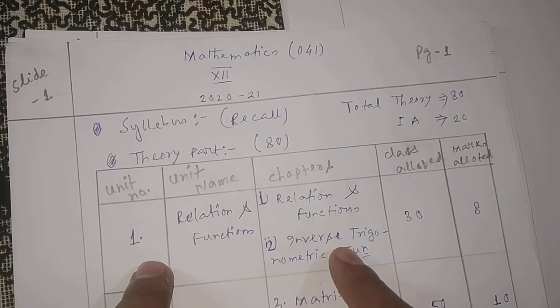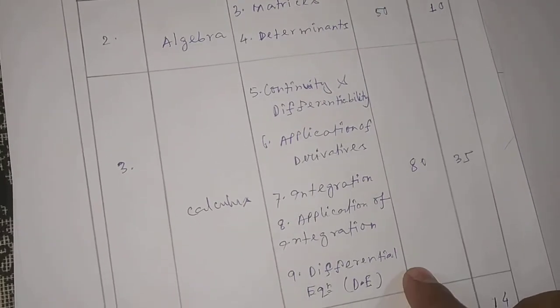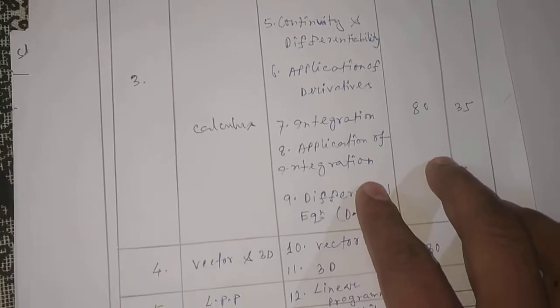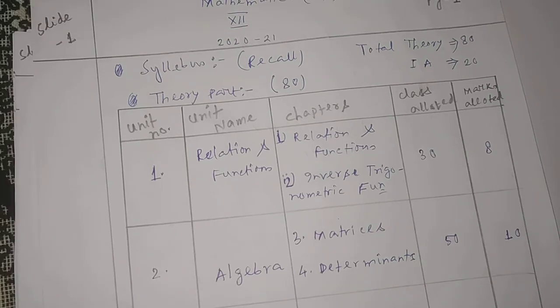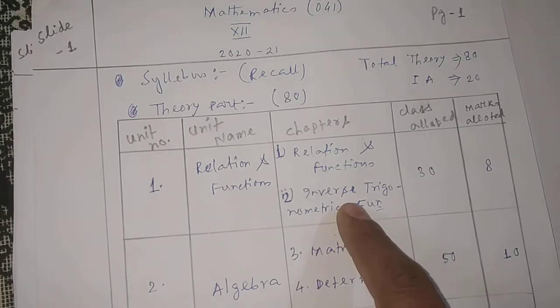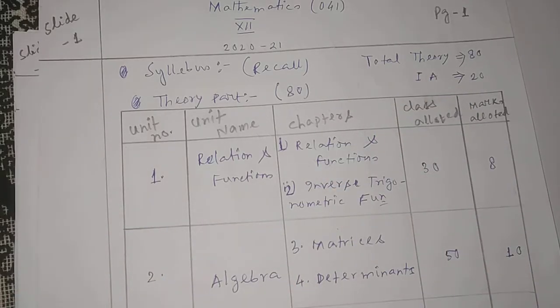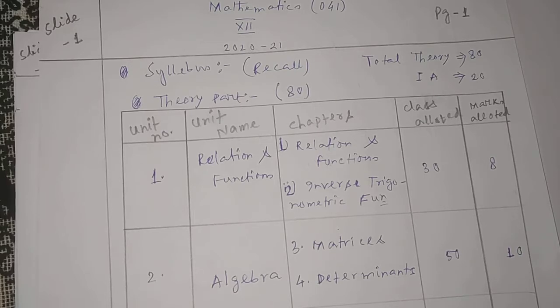In the mathematics syllabus, in total we shall have 13 chapters to be discussed throughout the year in mathematics class 12. The first chapter is relation and functions. The second chapter is inverse trigonometric function, which belongs to unit number 1, known as relation and function.